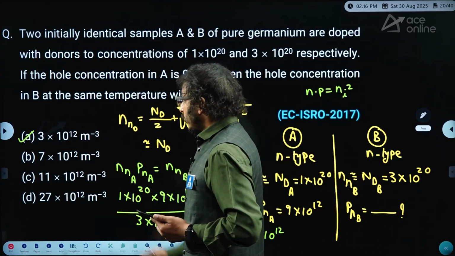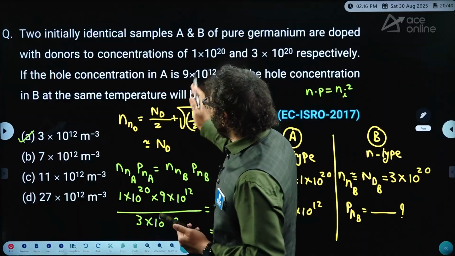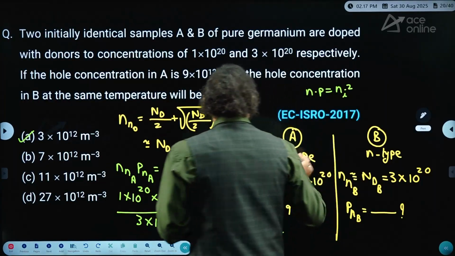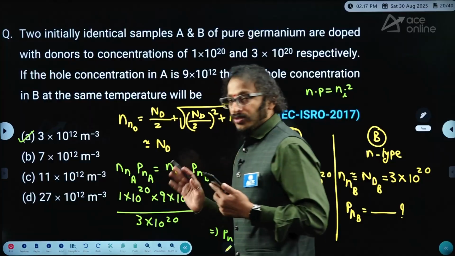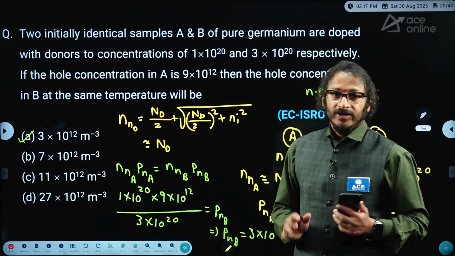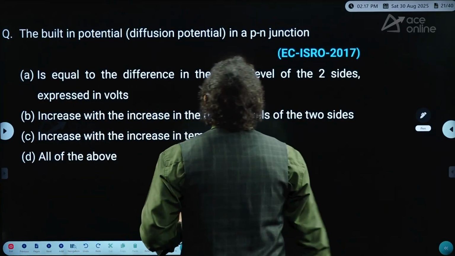Option A. Units are in meter cube. Here he has not specified any units, but as per the options, it is meter cube, because I have not taken either centimeters or meters, I have taken just units. So the answer for the given question is option A. Let's go with one more interesting question.